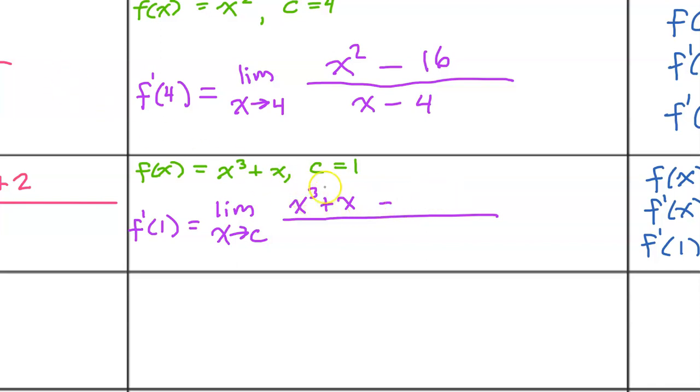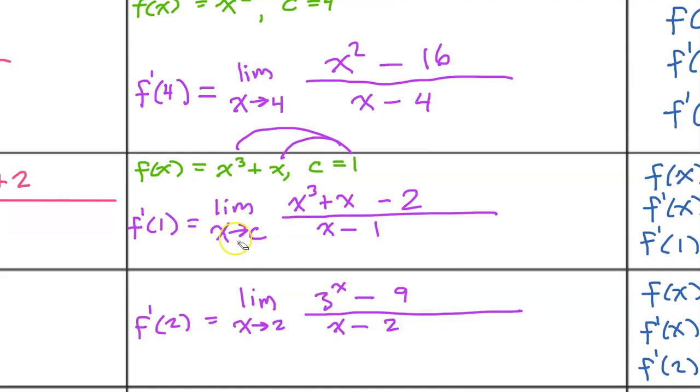But f at c is what you get if you plug in 1 for these x values. So you have 1 to the third power, which is 1, plus 1. So that is 2. So this is f at c. And then in the denominator, you have x minus c, which in this case will be x minus 1. I made a small mistake right here. I left this as x approaches c, but we know that c is 1. So this should be the limit as x approaches 1.